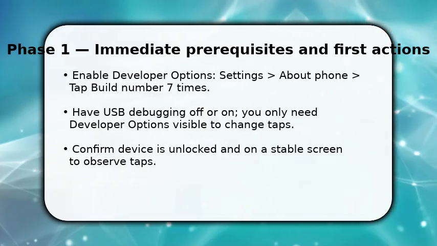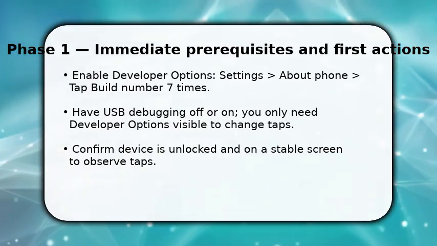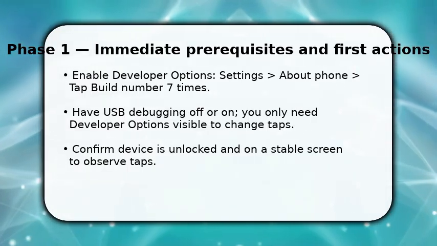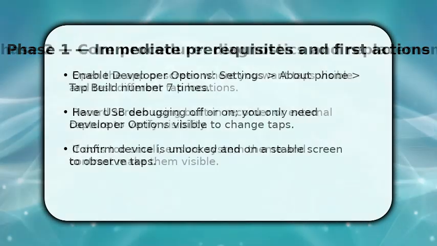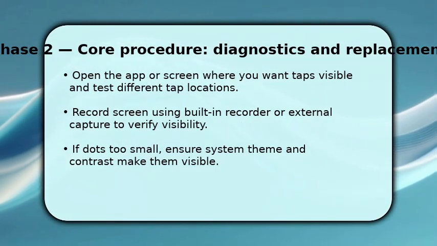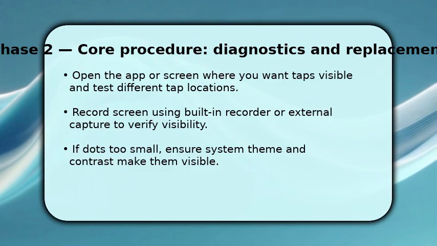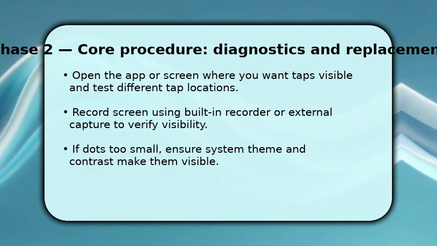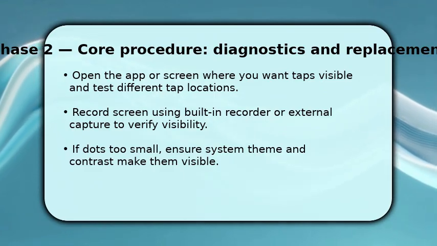This visual confirms the system is registering touches, which is useful for demos, recordings, and troubleshooting input issues. Once Show Taps is enabled, test it in the exact app or flow you'll demonstrate. Tap slowly and then at normal speed to check persistence and visibility. Make sure screen recording or casting picks up the dots. Start the recorder, tap, and review the footage.